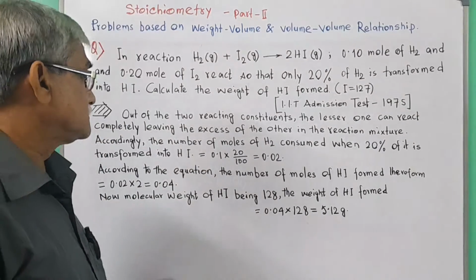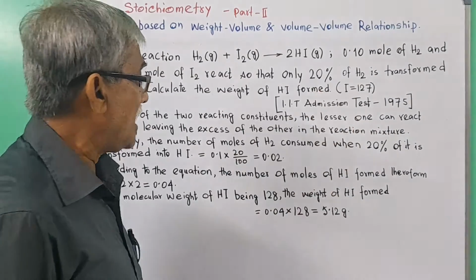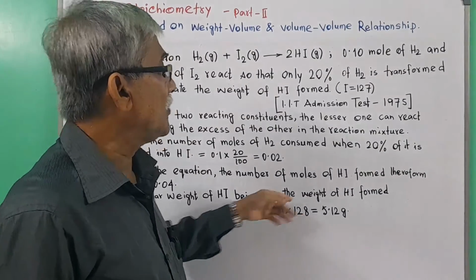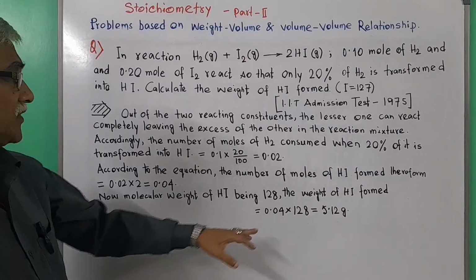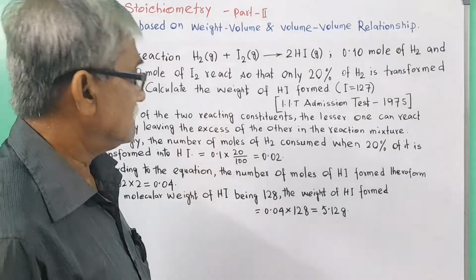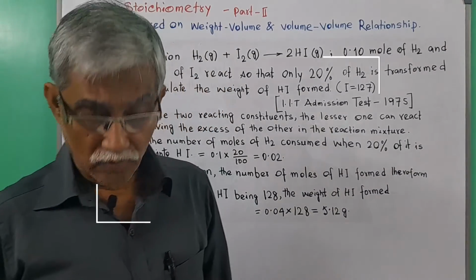Now, the molecular weight of HI, that will be hydrogen 1 and iodine 127, sum up together to 128. So, the weight of hydrogen iodide formed is equal to 0.04, that is the mole, into 128, the molecular mass, that equals 5.12 gram.